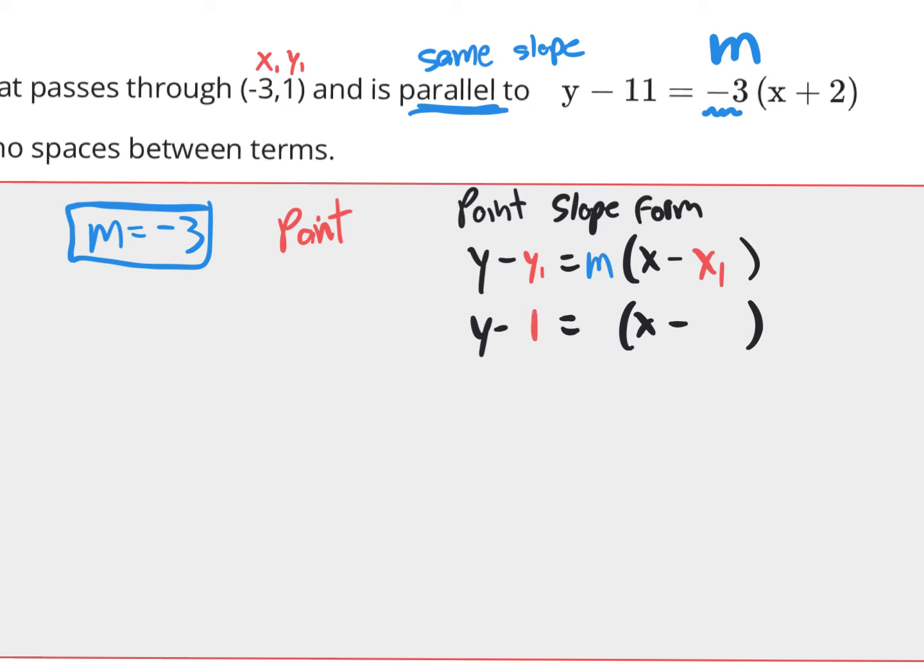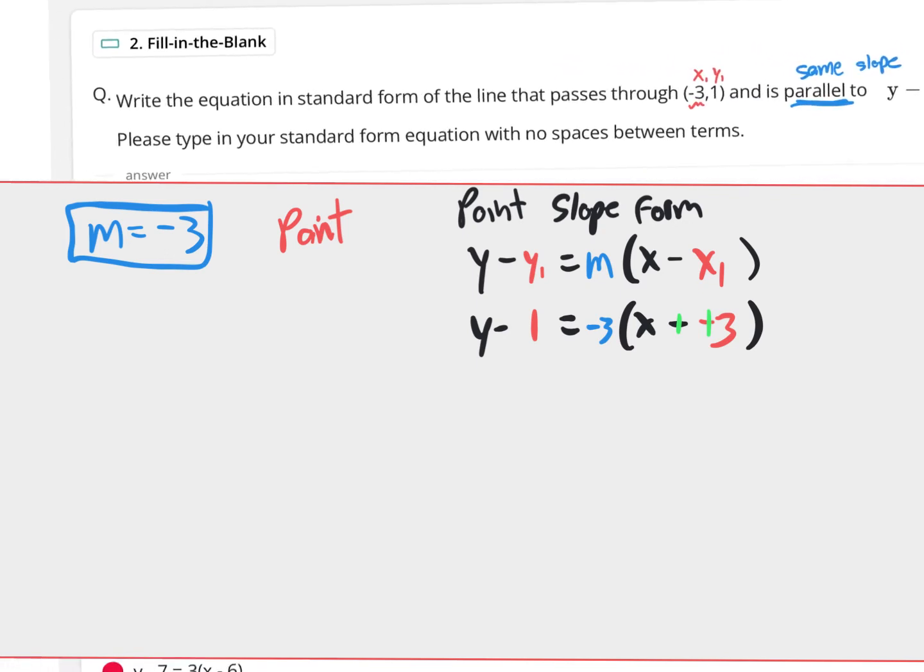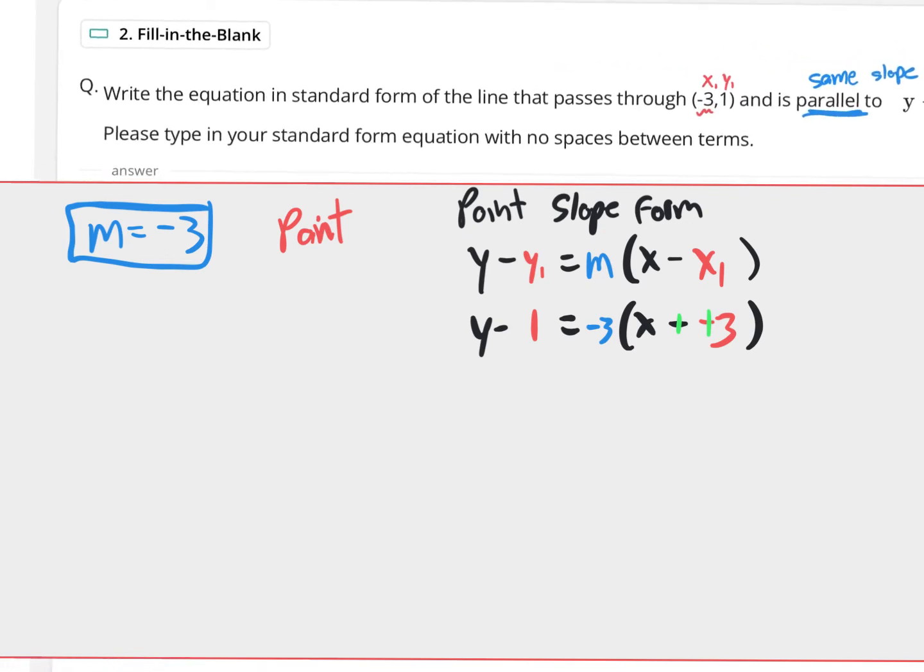The m value we know is -3 because they told us that it's parallel to this one, so we have to have the same slope, which is -3. So put a -3 right there. And the x1 value is -3 up there, so put -3 right there. This is our point slope form equation. Let's just change the minus to plus. So the question is, did they ask for point slope form? No, they did not. They asked for standard form. But as you could see, it's the most convenient to write it in point slope form, even though they want it in standard form.